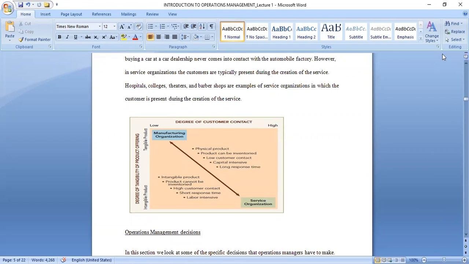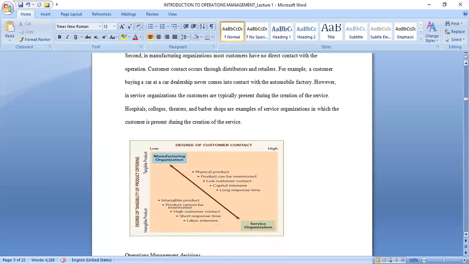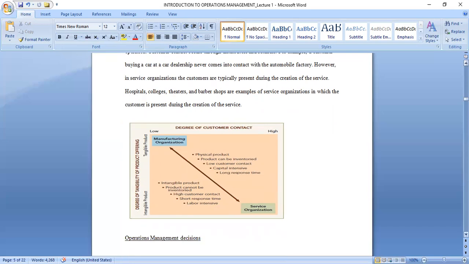And then another difference is that with manufacturing, there is low contact between the producers and the final users or customers. Because after manufacturing, these goods, like we've seen, are distributed to the retailers until they reach the final user. But with the service organization, there is close, high contact between the producers or sellers and the customers. And then also, manufacturing is highly capital intensive. Capital intensive means that they use machines. Whereas the service organization is labor intensive.